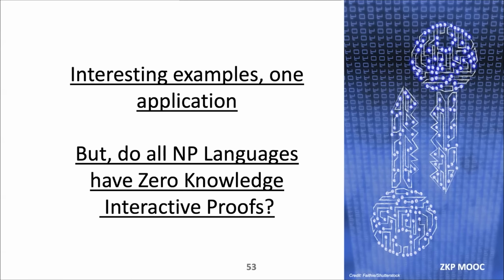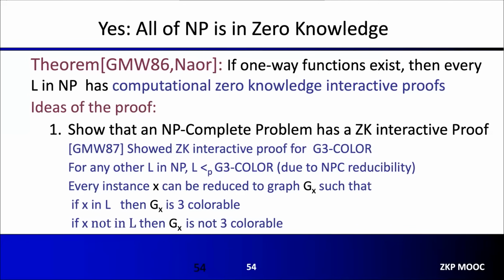No. So in 1986, Goldwasser, Micali, and Vigderson showed that if one-way functions exist, then every language in NP has a zero-knowledge interactive proof. Let's dwell on this statement. There is a condition here. When we showed that graph isomorphism has perfect zero knowledge, or quadratic residues have perfect zero knowledge, there was no condition. Here, the condition is that one-way functions exist.